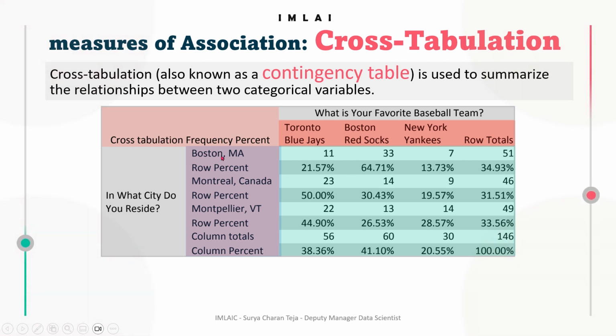The frequency of the combination of city Boston and Toronto Blue Jays is 11. And the frequency of the combination of Boston city and Boston Red Sox is 33. Of course, they hail from Boston, so that's the reason they liked it. Maybe that's possible. When it comes to Boston city and the New York Yankees, it is just 7. We cannot say perfectly, but that's all.